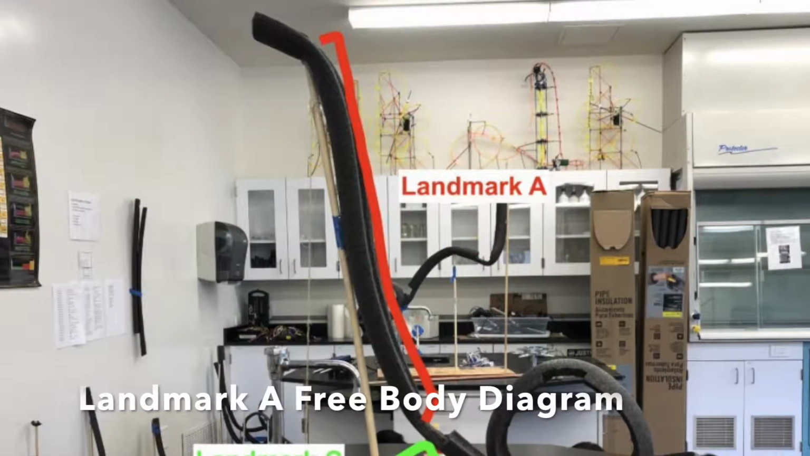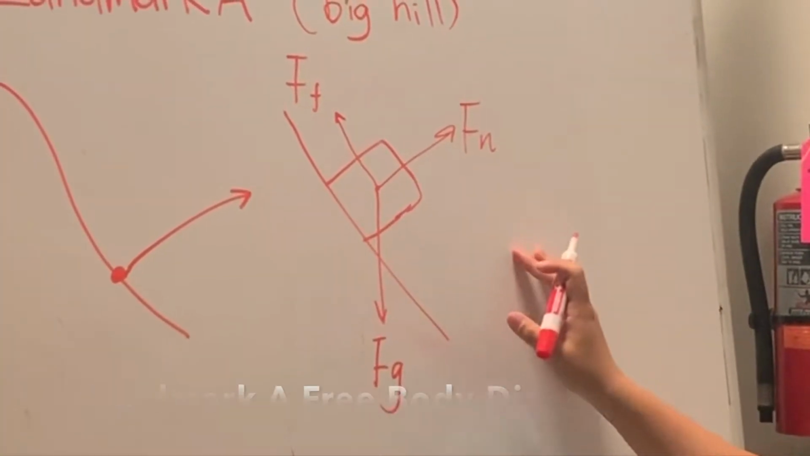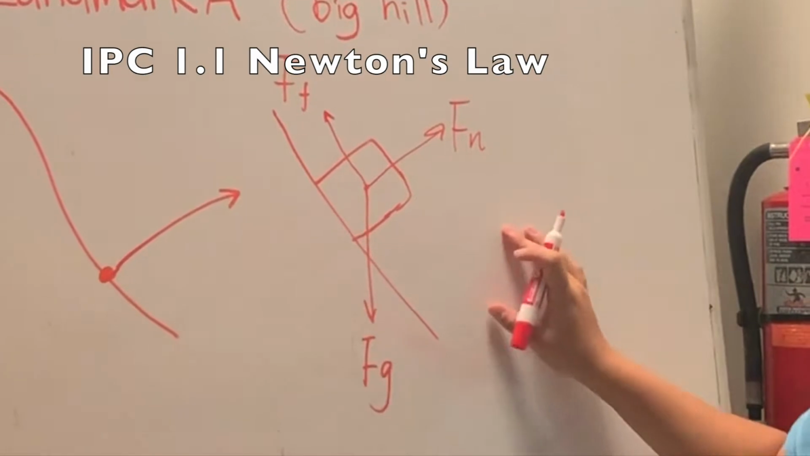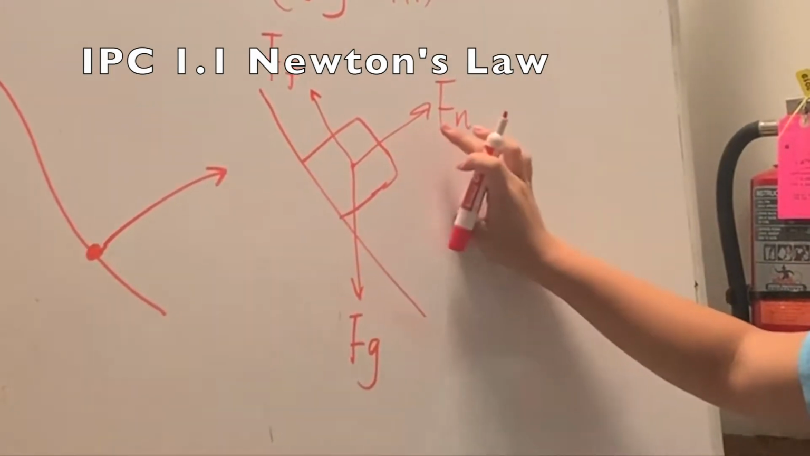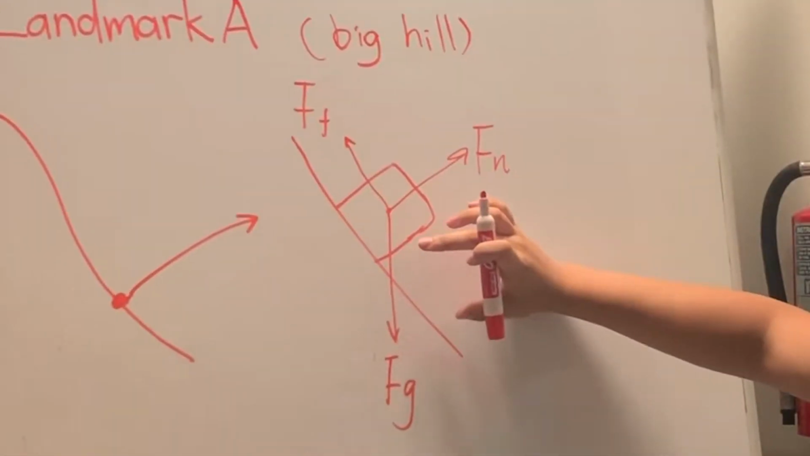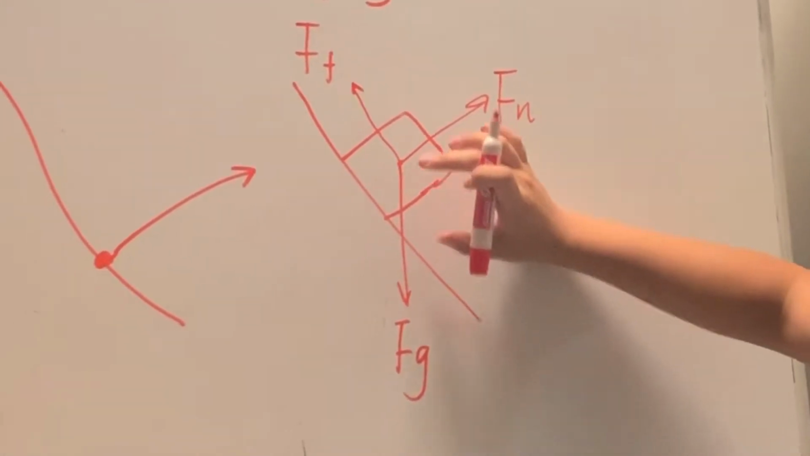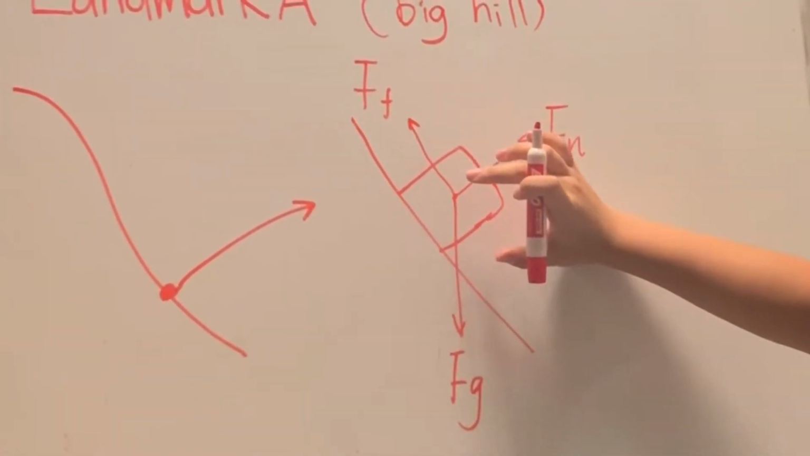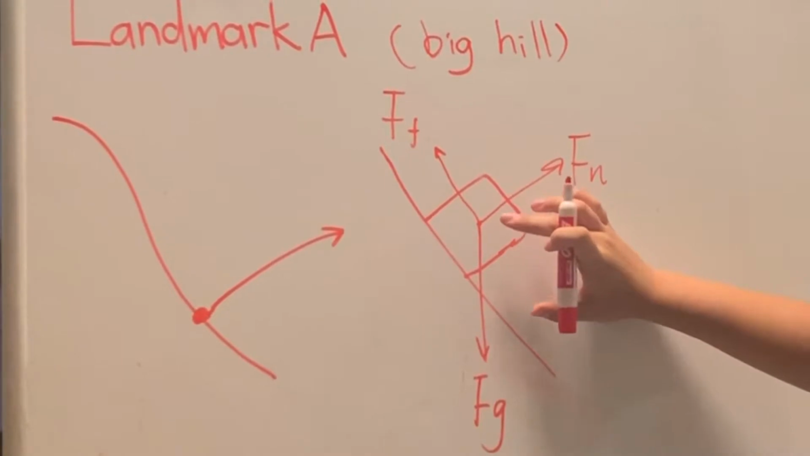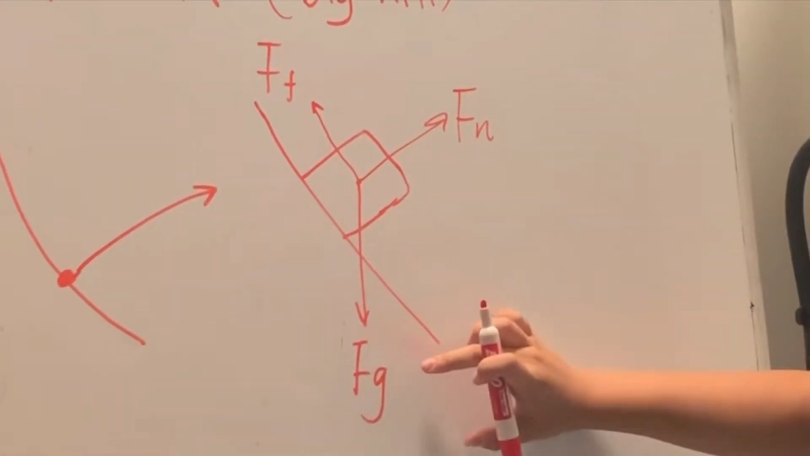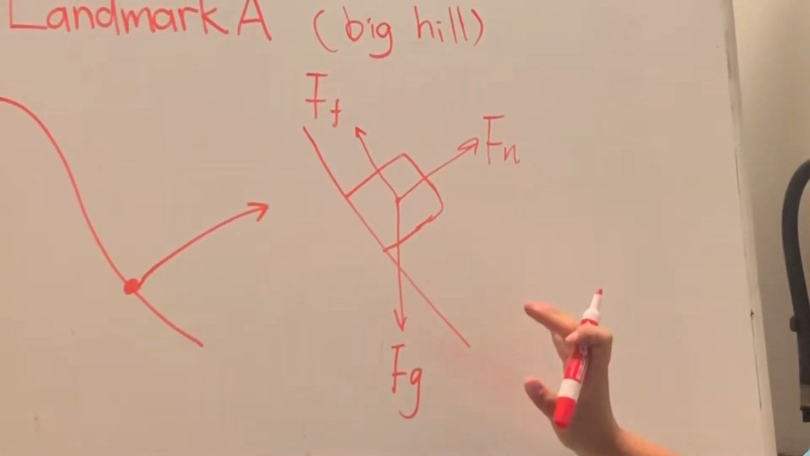The first free body diagram is landmark A. Here's the free body diagram. There are 3 forces acting upon the roller coaster. The first force is force normal, which is perpendicular to the surface that is being acted upon. And the second force is friction, which is in the opposite direction to the one it is moving towards. And the third force is force mg, which is gravity times its mass.